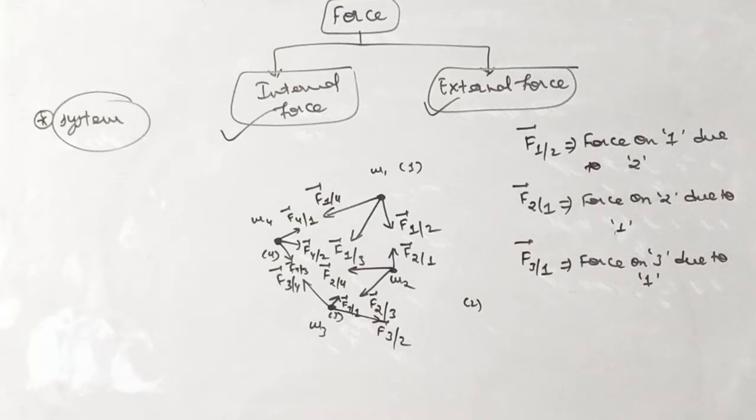So system means the observing body or the considering body. We are talking about system. So let's suppose we have a system. See, actually system is user friendly. You have to make any type of system according to your situation.